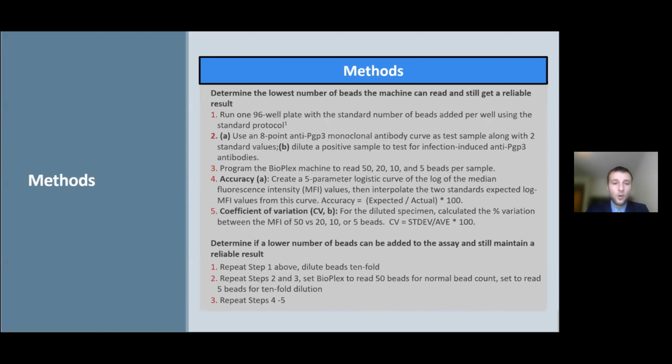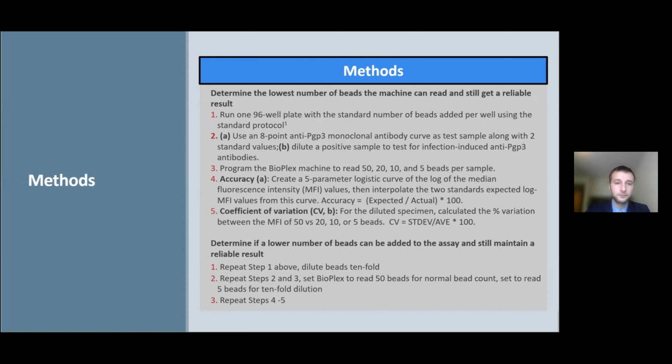The next part was we determined if a lower number of beads can be added to the assay and still maintain a reliable result. We did this by repeating step 1 from above, but we diluted beads tenfold. Next, we repeat steps 2 and 3, but we set the bioplex to read 50 beads for the normal count and set to read 5 beads for the tenfold dilution. And next, we repeat steps 4 and 5.